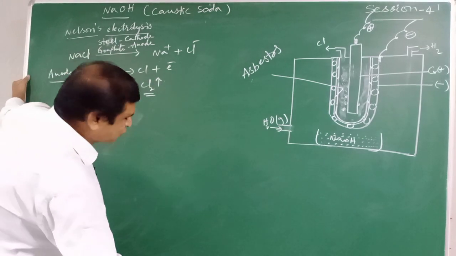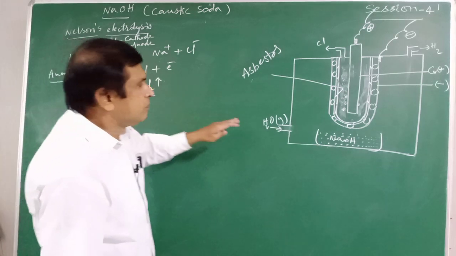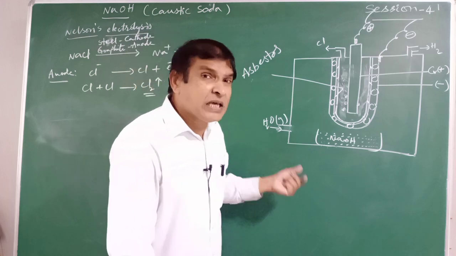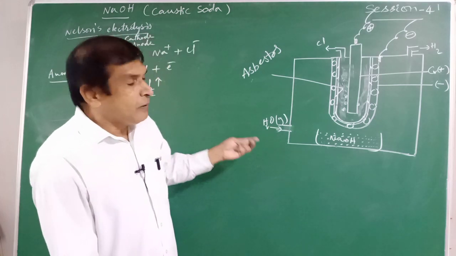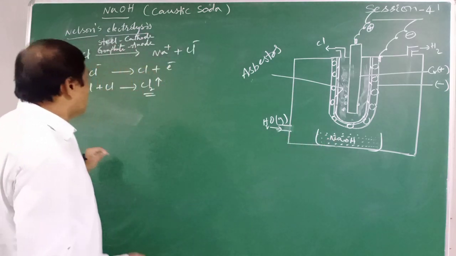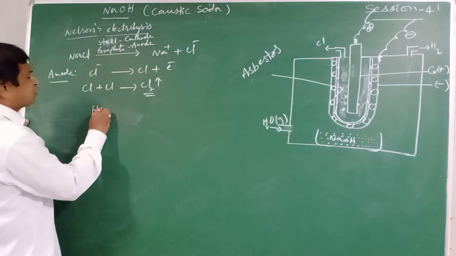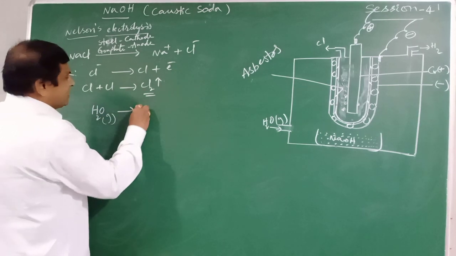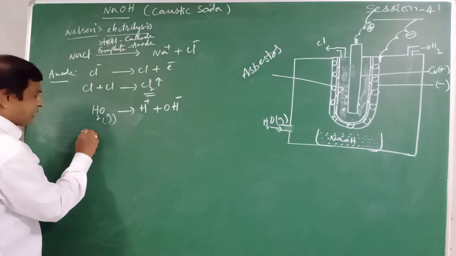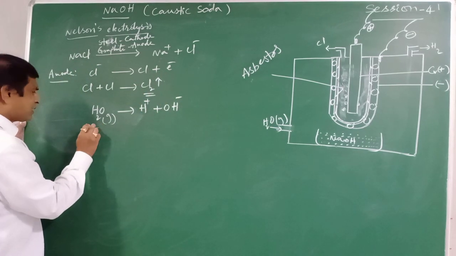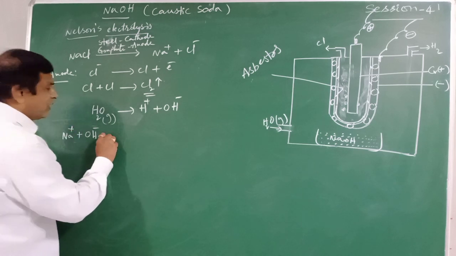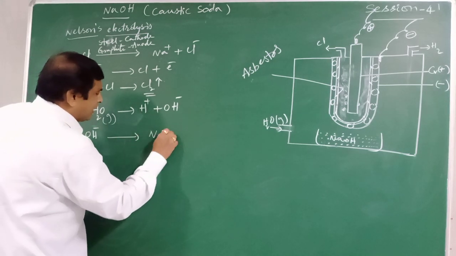Before going to the cathode, a blast of steam is allowed. Blast of steam means water vapor. The blast of steam is allowed from the bottom of the Nelson cell. Steam is H2O gas, and it contains both H+ and OH- ions. The OH- ions of steam combine with sodium ions and form caustic soda, NaOH.